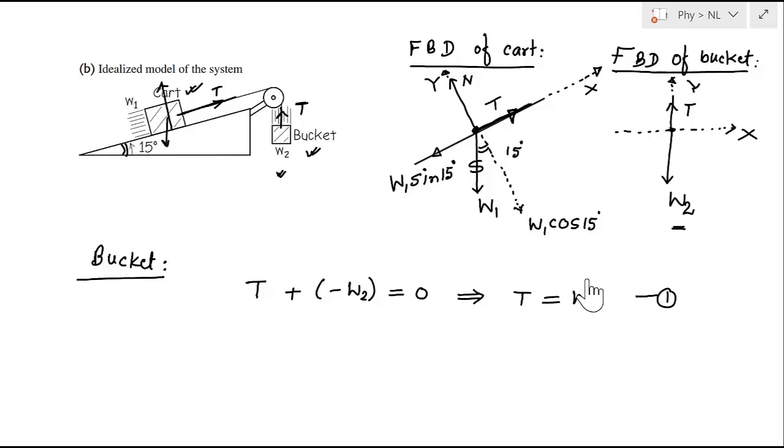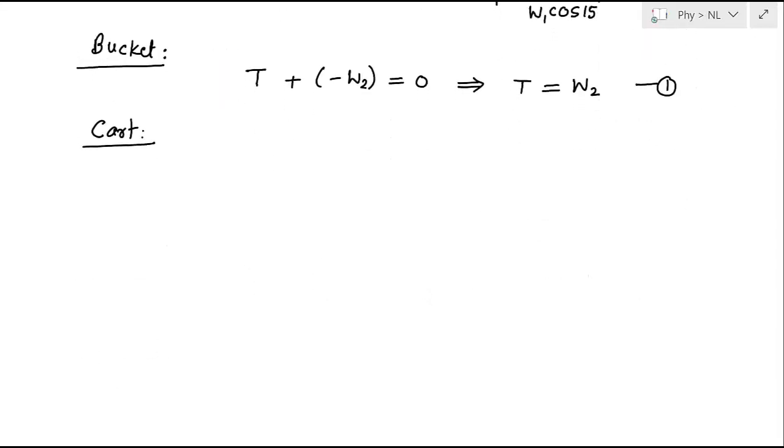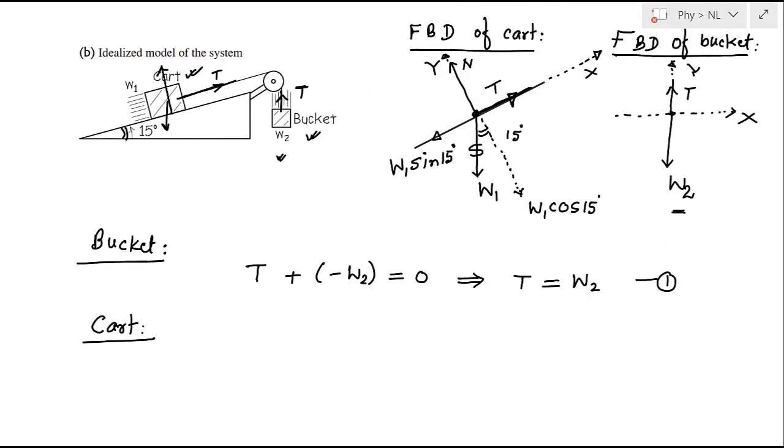Now similarly I can write equations for the cart. What are the forces acting on the cart? First let us write along the x direction, that is, summation of Fx is equal to 0. This will give me the forces along the x direction. One force acting along the positive x direction is T, and in the negative x direction is W1 sine 15 degrees. So this will be negative, that is, minus W1 sine 15 degrees. And once again, the sum of these forces is equal to 0. So this is one equation.